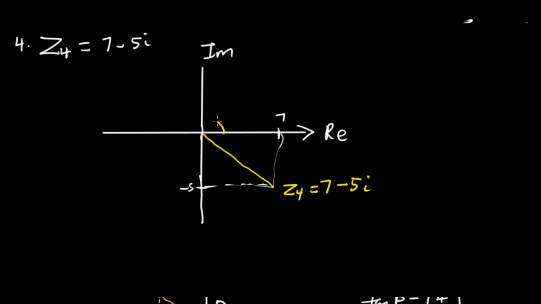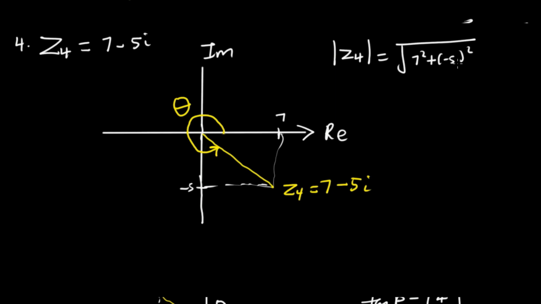Right. So this is our complex number, and this is the Argand diagram. The angle we are looking for is the angle from the positive real axis to where we have our complex number, and this is theta. The next thing we have to do is to find the modulus, as the question states. This is the square root of 7 squared plus negative 5 squared, which is the square root of 74.